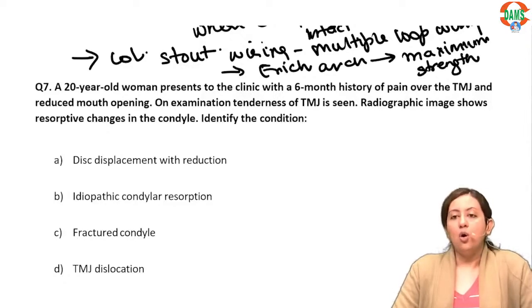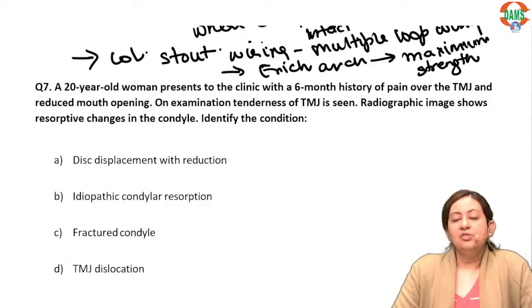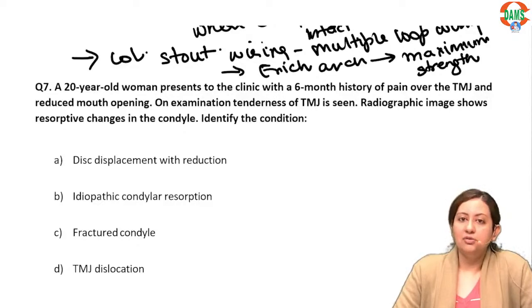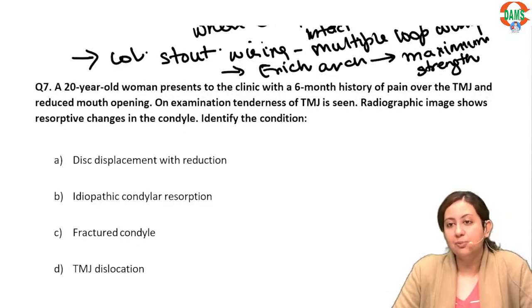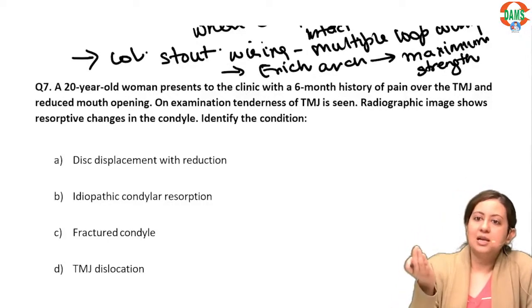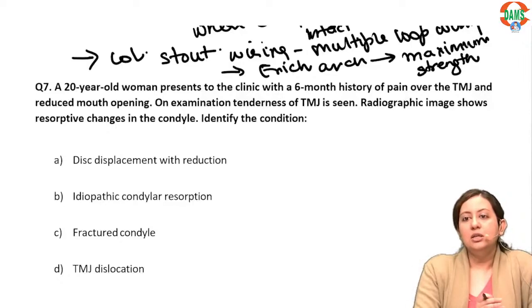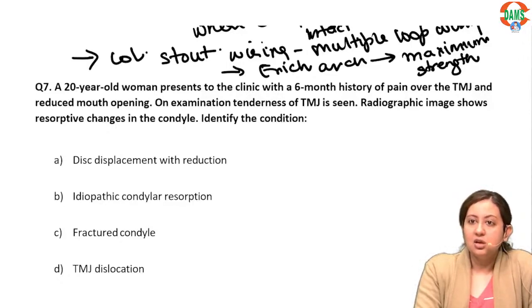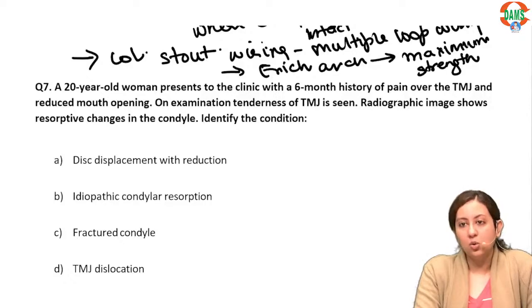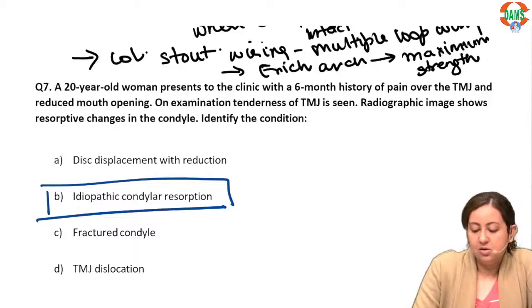Now coming to option D, TMJ dislocation. If there is TMJ dislocation, the patient may have reduced mouth opening and pain, but on the radiograph you will see that the condyle is displaced and lying anterior to the articular eminence. But here the radiographic picture is showing us resorptive changes. So option D is also ruled out. Hence the answer to this question is idiopathic condylar resorption.